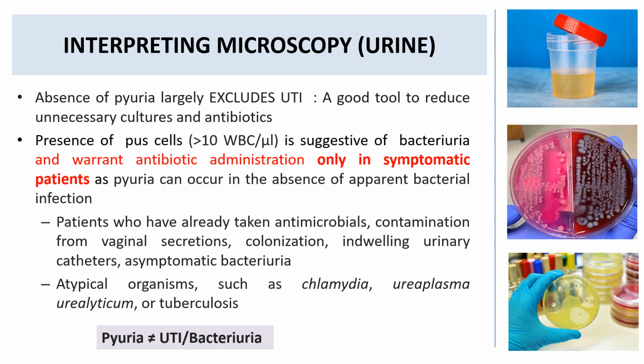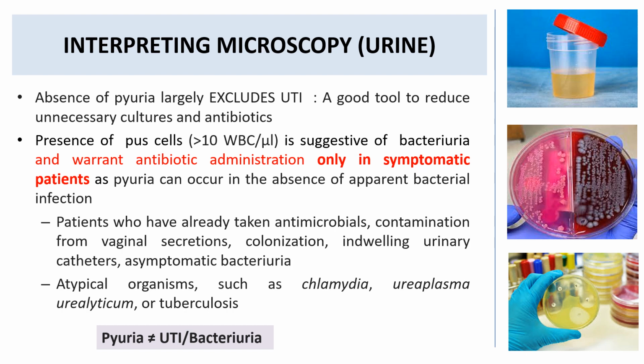Let us see about urine. How to interpret microscopy in urine. Absence of pyuria largely excludes urinary tract infections. This is a good tool to reduce unnecessary cultures and antibiotics. Presence of pus cells, that is more than 10 WBCs per microliter, is suggestive of bacteriuria and warrants antibiotic administration, but only in symptomatic patients.